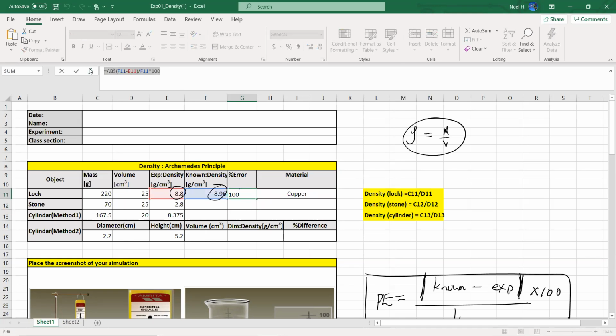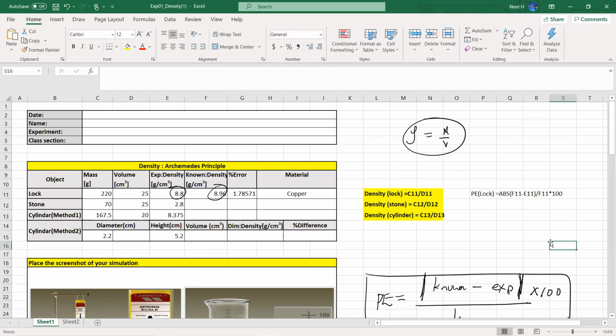Wait, I'm confused. Why did you multiply it by 100? Because it's a percentage. If you don't have that 100, this is just a comparison, so you will get a very small decimal number. So we multiply by 100 to say by percentage how much the difference is. The number should still be very small even after multiplying by 100.